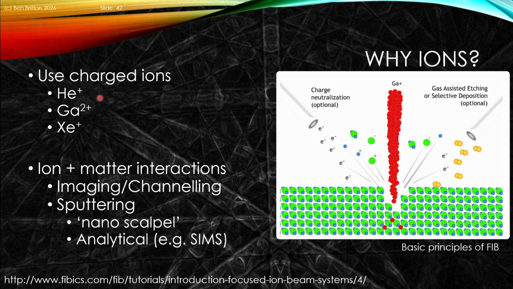We've seen in the previous lecture that these could be helium, gallium, should be gallium plus, apologies, or xenon in this case. The ion-matter interactions will create a few different effects. We can get imaging, channeling, sputtering, etc., and that enables us to do things like cut away the material in a nanoscalpel approach, or analytical approaches using secondary ion mass spectroscopy.